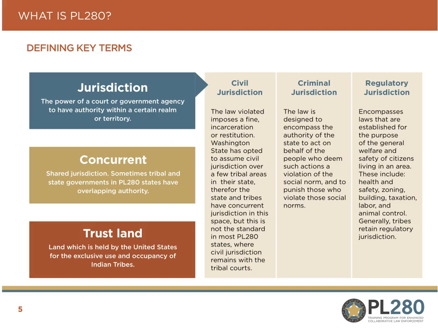Regulatory jurisdiction encompasses laws that are established for the purpose of the general welfare and safety of citizens living in an area. These include health and safety, zoning, building, taxation, labor, and animal control. Generally, tribes retain regulatory jurisdiction. Concurrent means shared jurisdiction. Sometimes tribal and state governments in PL280 states have overlapping authority. Trust land is land which is held by the United States for the exclusive use and occupancy of Indian tribes.